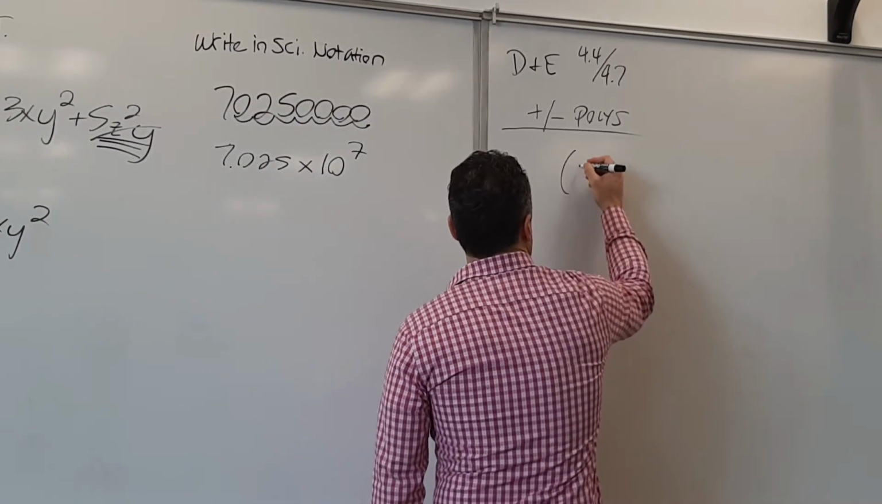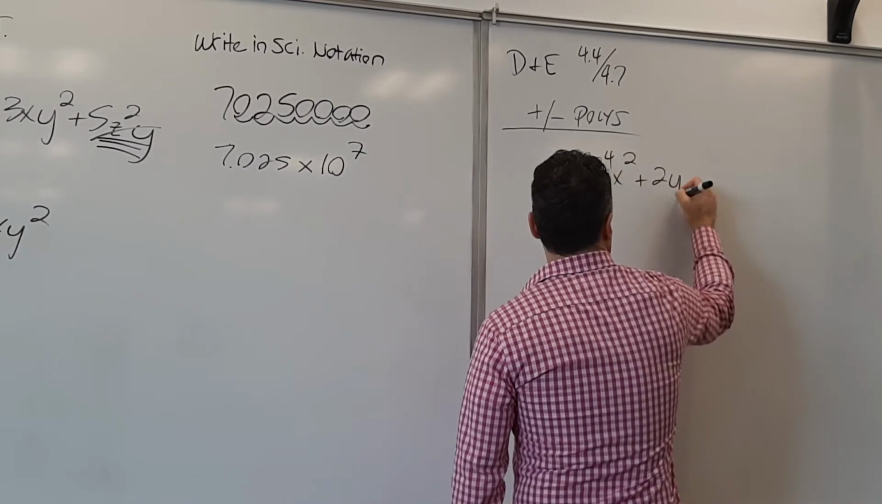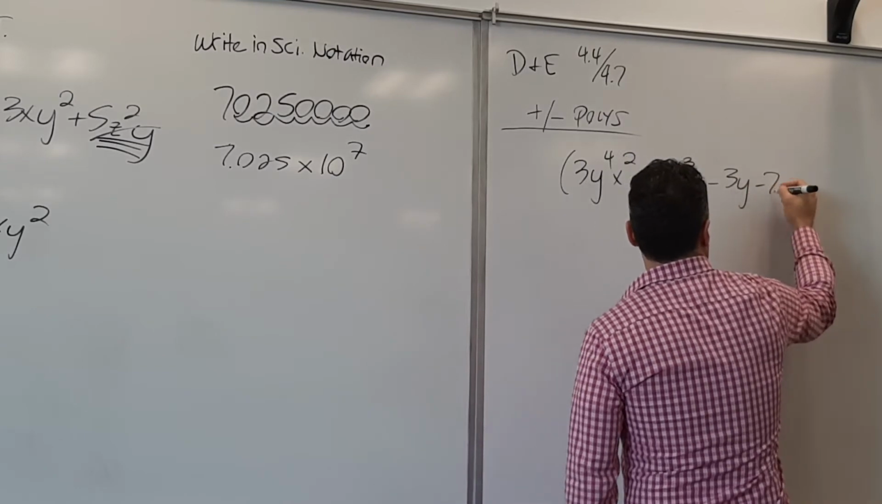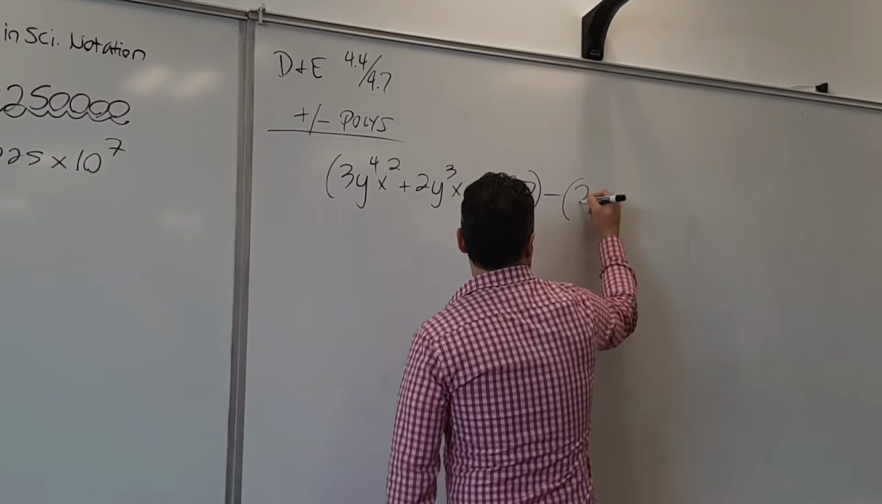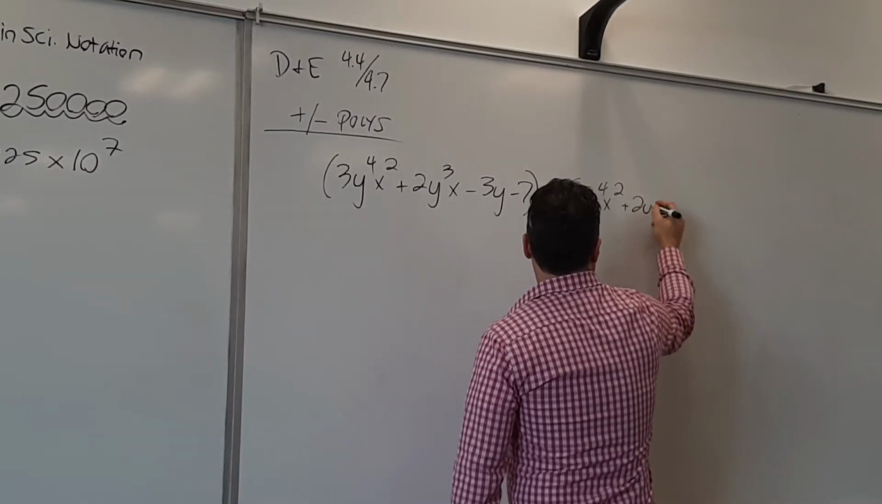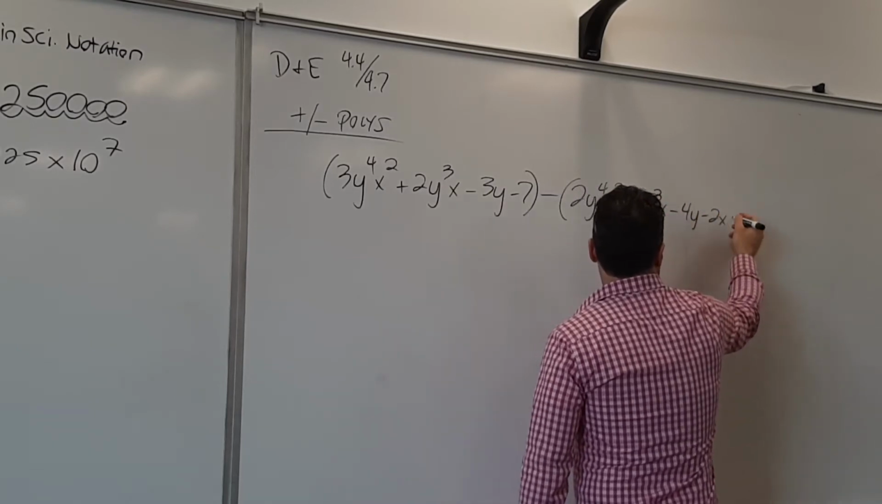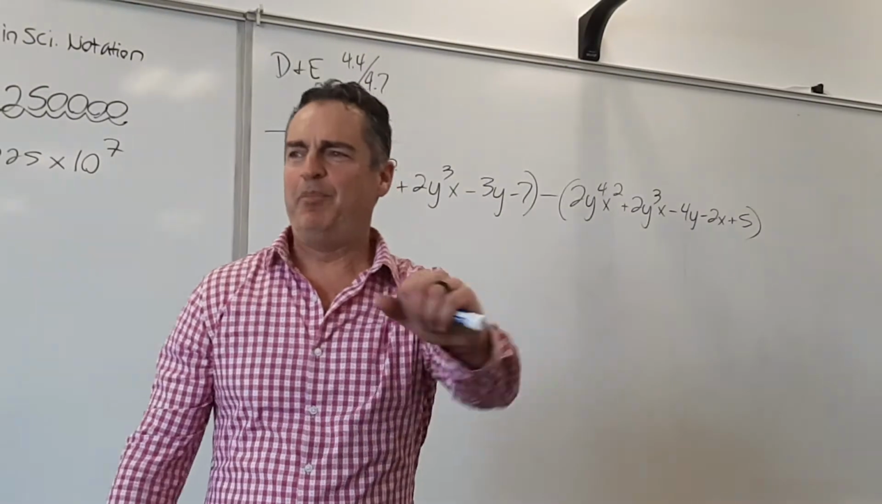Parentheses 3y to the 4 x squared plus 2y to the 3x minus 3y minus 7, close the bracket, minus, open bracket, 2y to the 4 x squared plus 2y to the 3x minus 4y minus 2x plus 5. That's a big one, man.